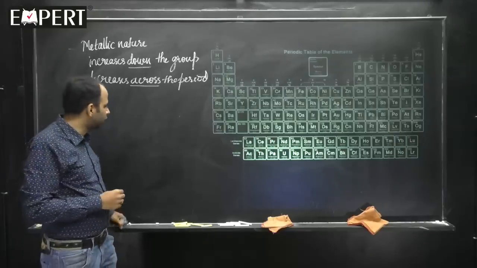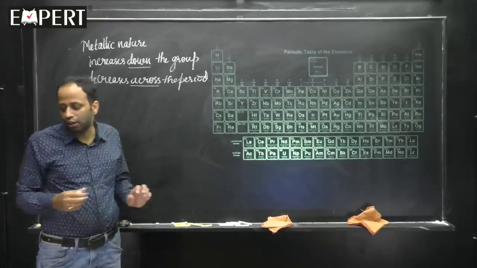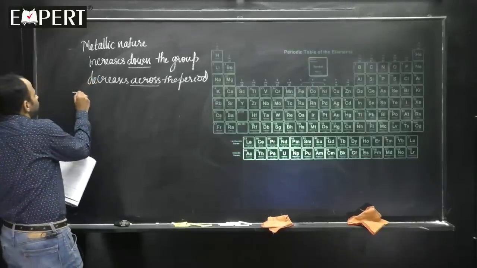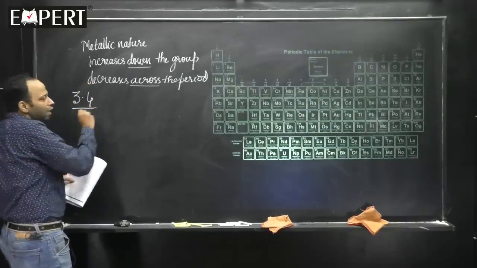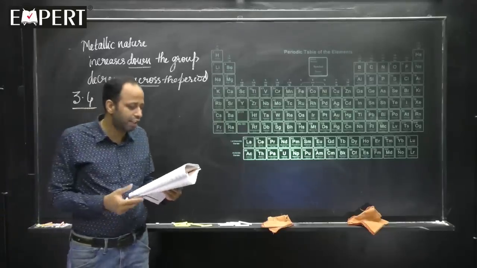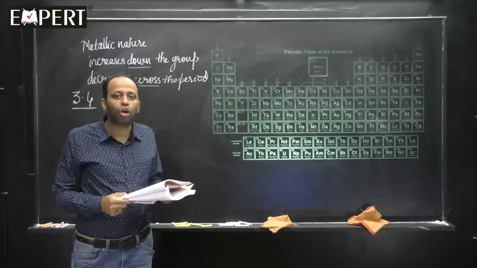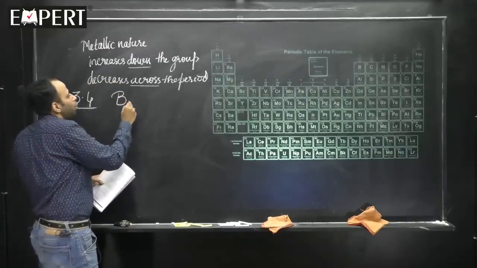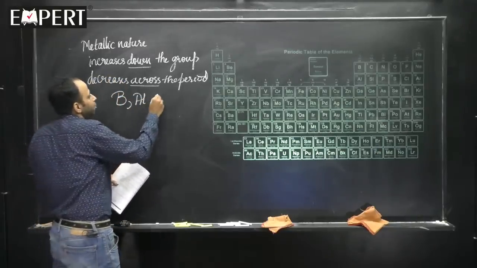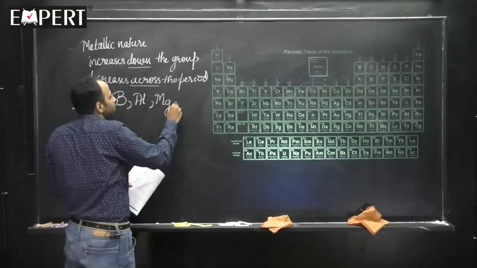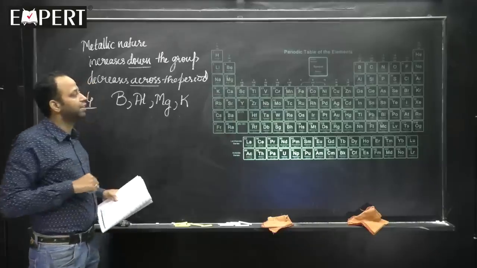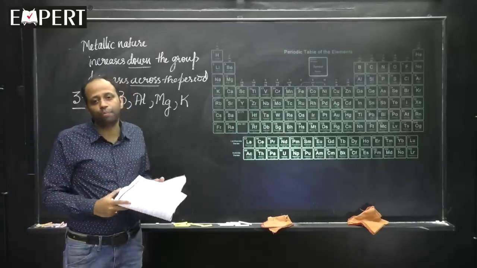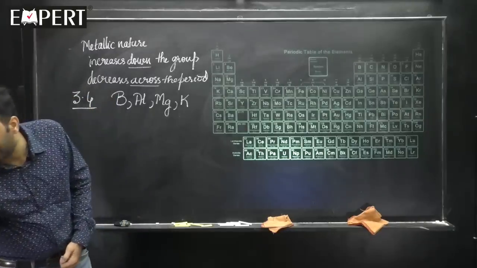We will go to an exercise problem which is there in your study material. So, the exercise problem is as follows, you have 3.4, they have given certain elements. Okay. I will just read it out. Considering the elements boron, aluminium, magnesium and potassium. So, these are the elements that they have given you. Can you guess the correct order of metallic character or metallic nature?